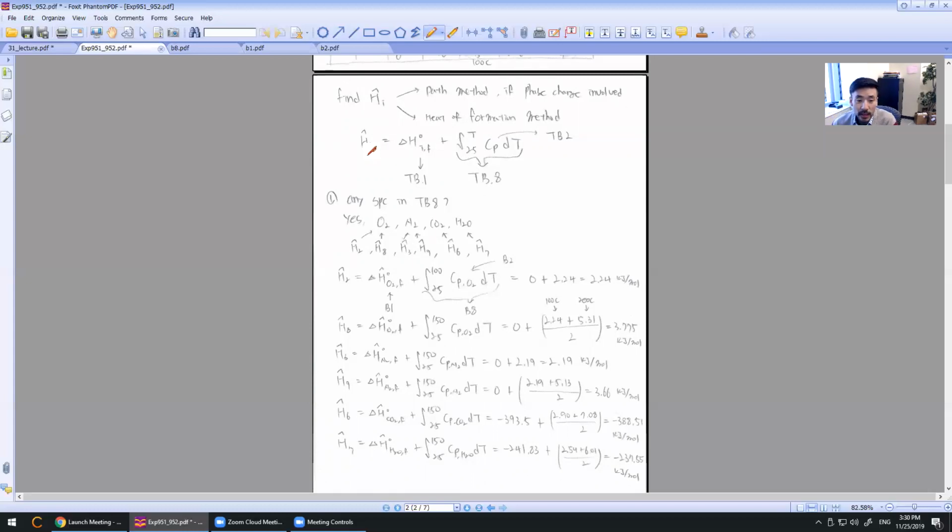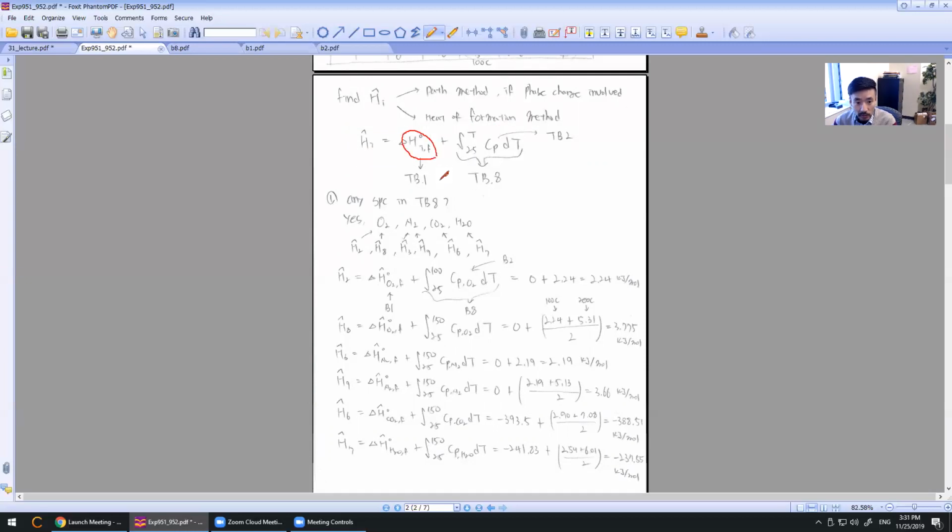So the H hat i can be calculated by the heat of formation method. This is the heat of formation plus the integration from 25 degrees Celsius to our desired temperature. Why from 25 degrees Celsius? Because we set our reference as 25 degrees Celsius, right? So integration from 25 to our desired temperature of the Cp dT term. So this is the equation we need to use to find H hat i for the species.